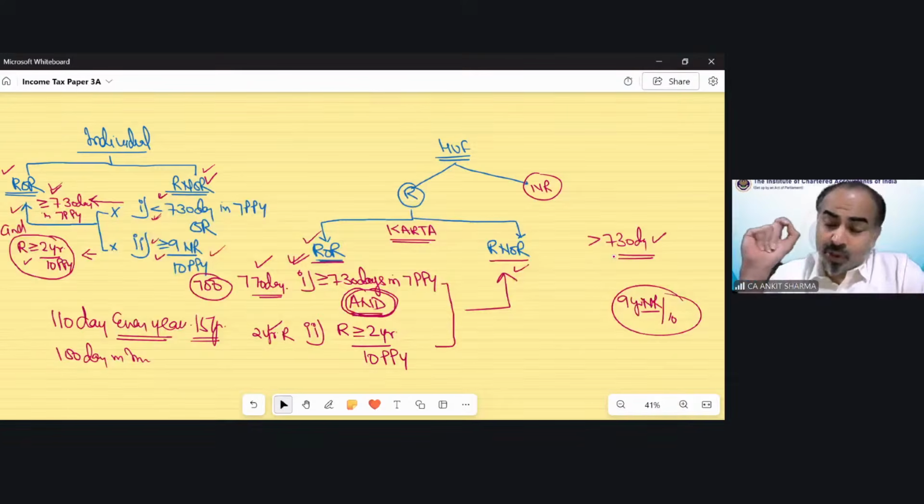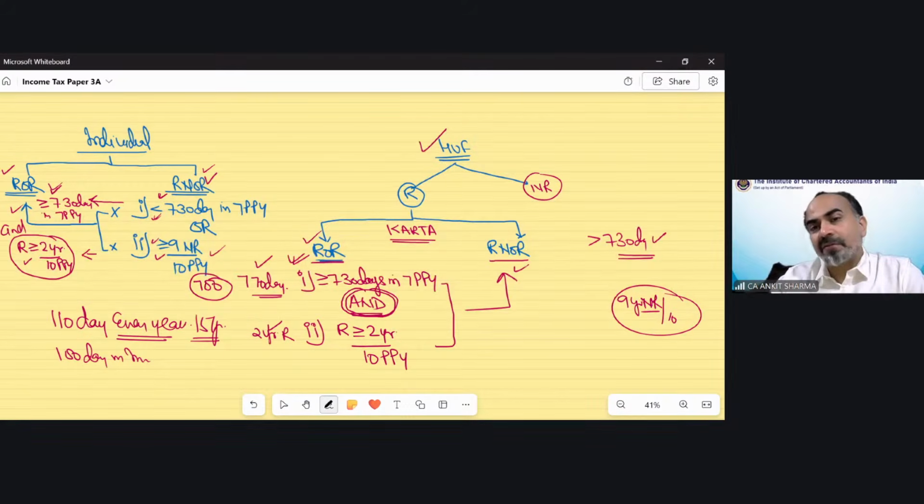So if in a theoretical question they ask you to explain HUF for ROR and NOR, then you have to write down the ROR 2 conditions. And if other than HUF, in case of an individual, they ask you in a theoretical or numerical question, then you have to explain or solve the question with the help of the NOR conditions.